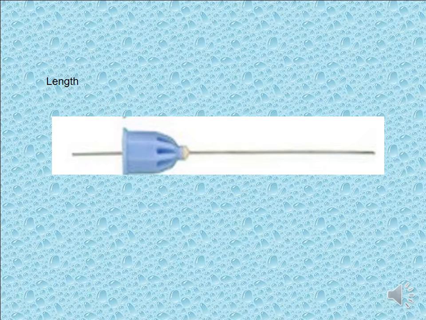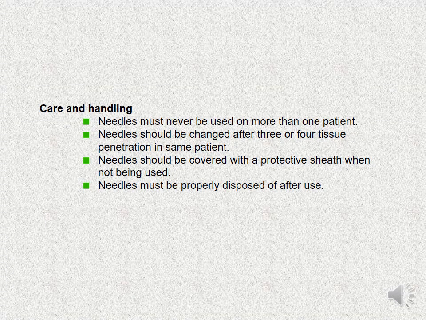The gauge and the length. The gauge can have a small diameter or a large diameter. The small diameter is used less commonly than the large diameter. So in the market we have a large diameter and long needle for giving both types of local anesthesia. How we care for and handle the needle: a needle must never be used on more than one patient.